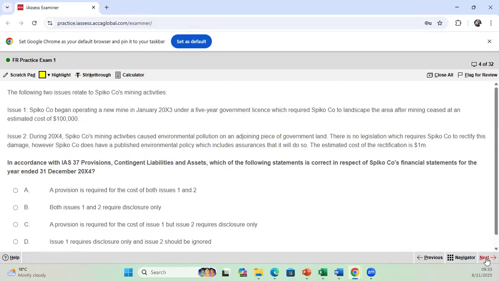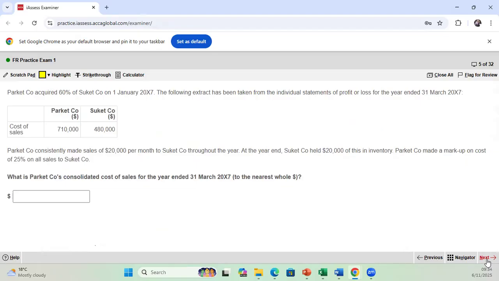Number one, a provision must be created if we can estimate the liability. In these two cases, we are given an estimate of how much you should pay. In the first one, there is a legal obligation. In the other one, the obligation is arising due to our organizational policies. So a provision is required for both cases.